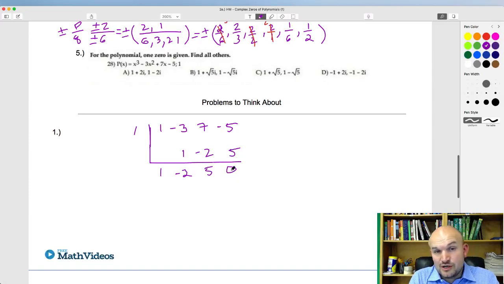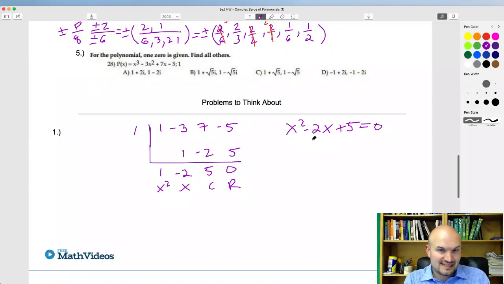So you better get 0, otherwise you did something wrong, right? Or otherwise it's not a zero. So that's a remainder, constant, linear, quadratic. Now, again, remember, guys, if this divides into this evenly, that means x squared minus 2x plus 5 is a factor. That means now I can solve this. But I see that this is non-factorable, so therefore I'm going to set up the quadratic formula. I'll work this here a little bit quicker.